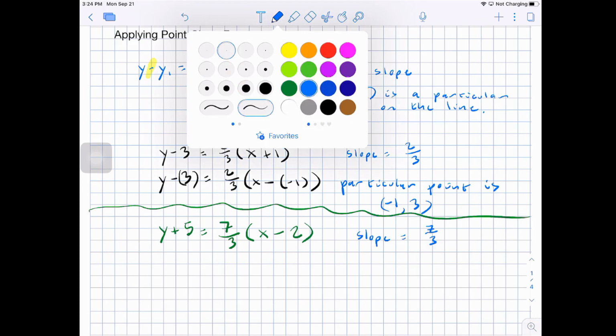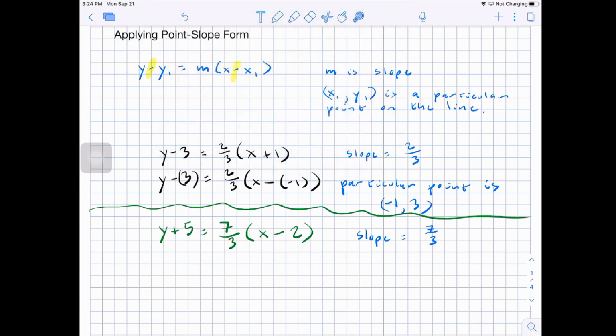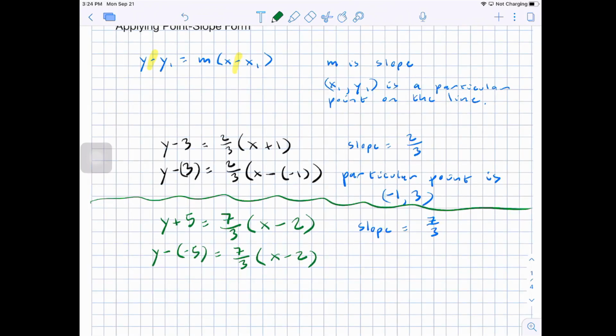If we wanted to get it exactly into point slope form, once again, we want to have negatives in both positions. So we could write this as y minus -5 equals 7/3 times x minus 2. Now we have it exactly in the proper form. So it looks like here's our x1 and here's our y1. So our particular point is 2, -5.